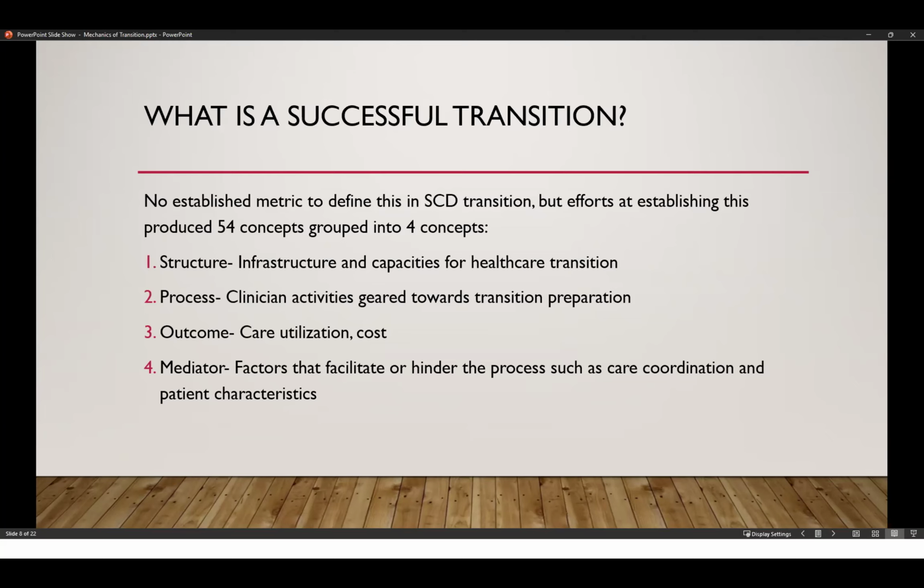So these are the clinician activities that are geared towards transition preparation. As we talked about the policies, are they going by it? If you have a policy that is being adhered to, that will let you know whether the transition will be successful or not. And then outcome.